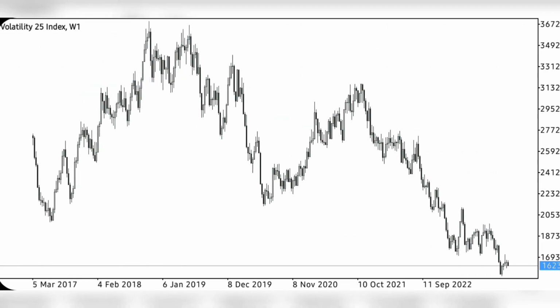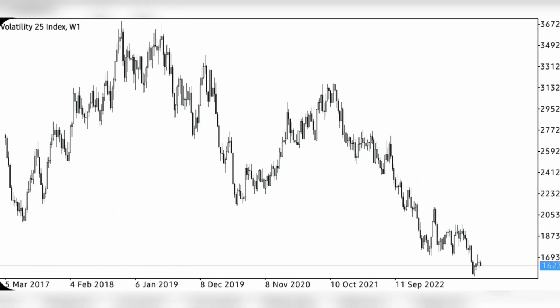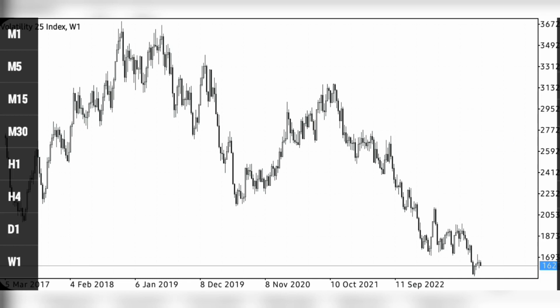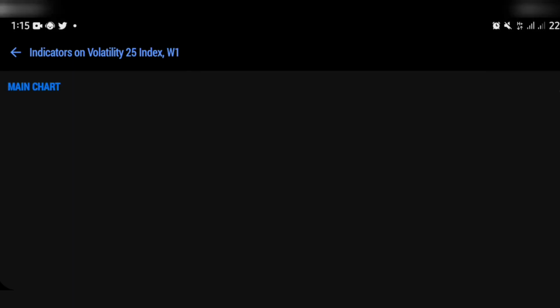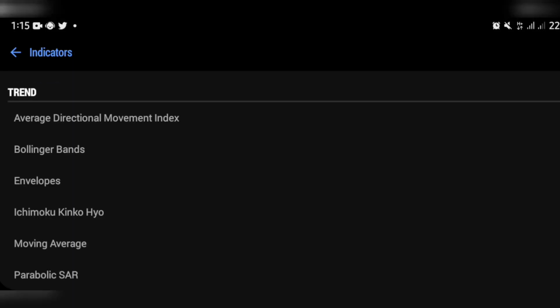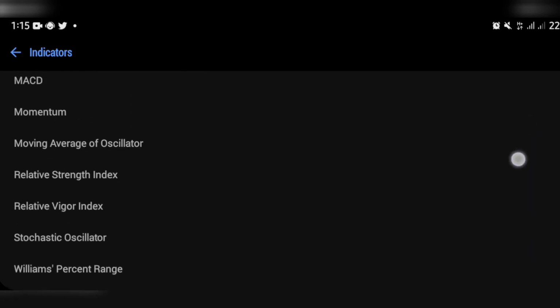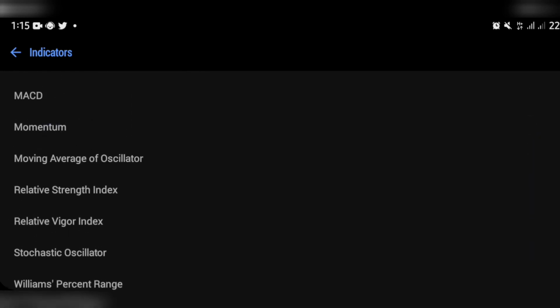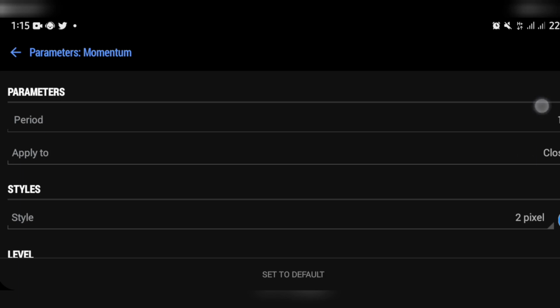Okay guys, so like I said, I'm going to be teaching you the indicator you need to add to your trading, to add to your confluences. The name of the indicator is momentum, so let's just add it. You click on the F, and then you search for momentum. I'm just going to add momentum and leave it at default.